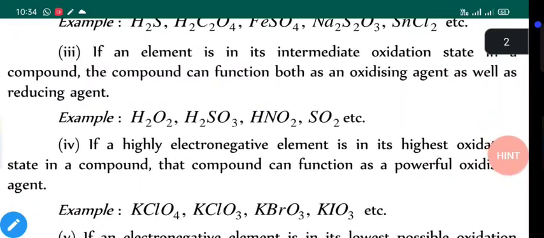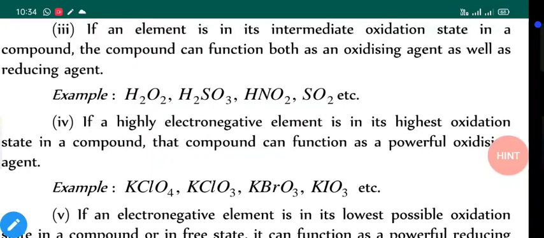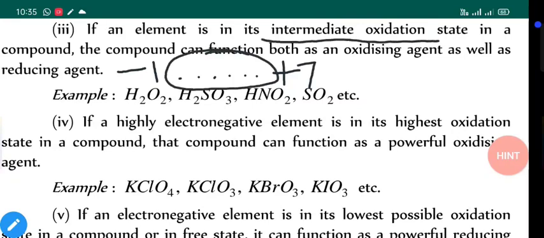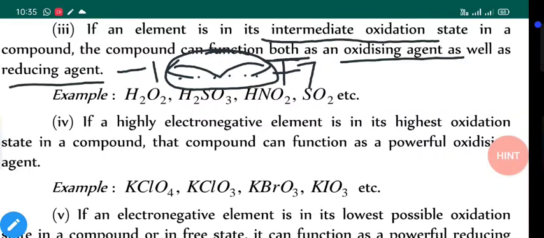Then our next point is, if an element is in an intermediate state. For chlorine, let's say the minimum possible oxidation state is -1 and the maximum possible oxidation state is +7. All the other oxidation states in between are called intermediate oxidation states. So if an element is in an intermediate oxidation state, it has the possibility to increase its oxidation state or to decrease its oxidation state. That's why it can act as both an oxidizing as well as a reducing agent.